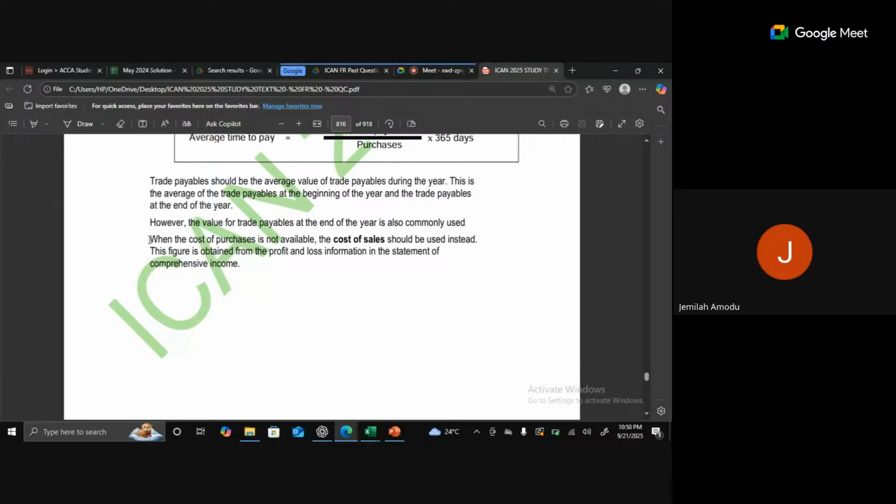Now, they went further to make this statement that you should take note of. They say when the cost of purchase is not available, the cost of sales should be used instead. That means if you're being given a question and there is no information with regards to purchases, what you should use is your cost of sales, right? Because that would reflect it. So that is just what they said here, so that you take note of it.